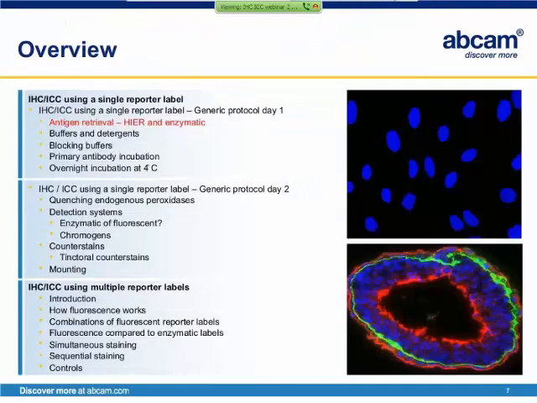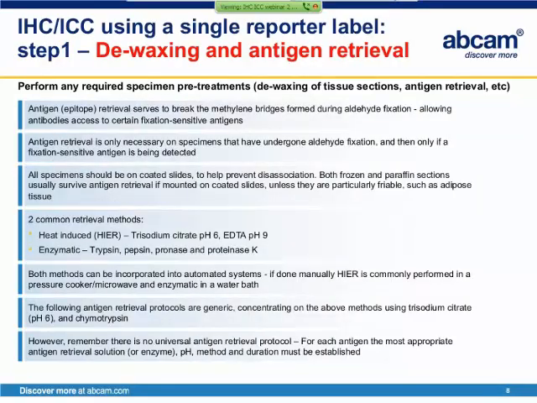Let's now discuss the first step in the protocol in a little more detail, which is concerned with performing any required specimen pre-treatments, such as dewaxing of tissue sections and antigen retrieval. Antigen, or epitope retrieval, serves to break the methylene bridges formed during aldehyde fixation, allowing antibodies access to certain fixation-sensitive antigens. Antigen retrieval is therefore only necessary on specimens that have undergone aldehyde fixation, and only then if a fixation-sensitive antigen is being demonstrated. All specimens should be on coated slides to help prevent dissociation.